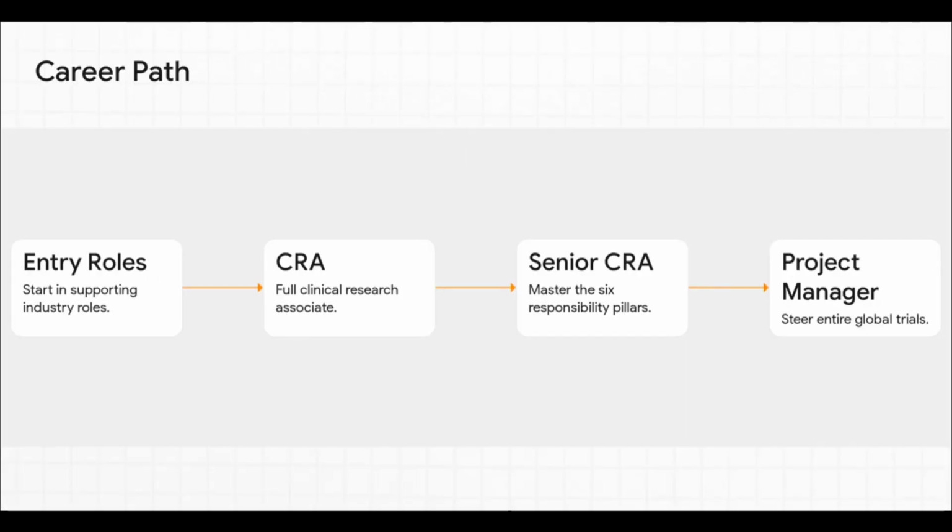Once you've combined those technical chops with your soft skills and finally got your foot in the door, this exciting staircase shows exactly how your career can grow. The good news? You don't stay at the entry level forever. You can quickly climb from entry-level supporting roles right into a full CRA position. From there, as you really master those 6 pillars we talked about, you advance to a senior CRA role. Ultimately, your trajectory can lead you all the way up to becoming a project manager, where you'll be steering massive global trials from the very top down. It's a real game changer.